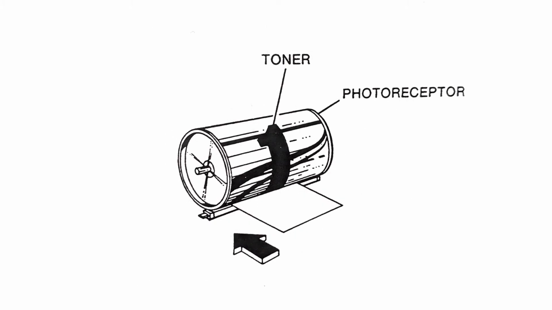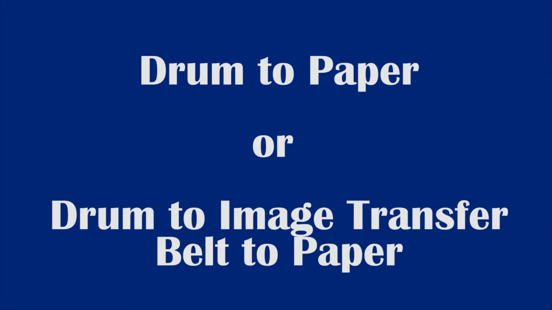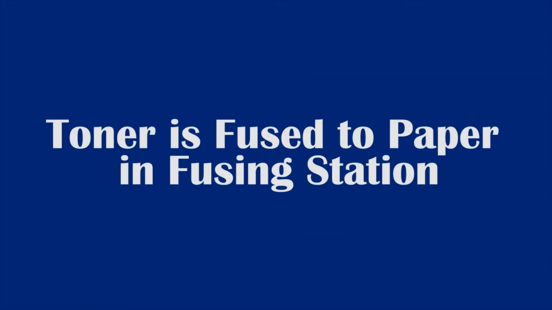The drum with the toner clinging to the discharged areas now rotates. The toner is transferred from the drum to the image transfer belt or the paper. If an image transfer belt is used, the toner will be transferred from the belt to the paper. The paper then advances and the toner is fused to the paper in the fusing station.